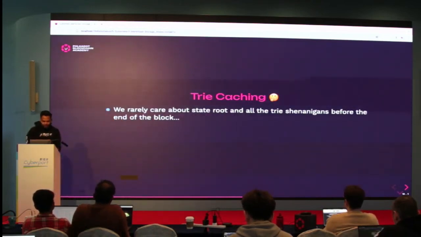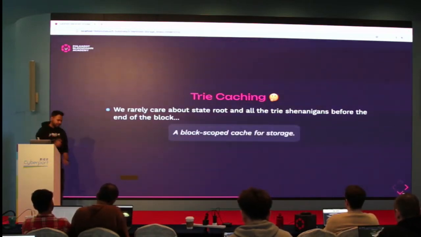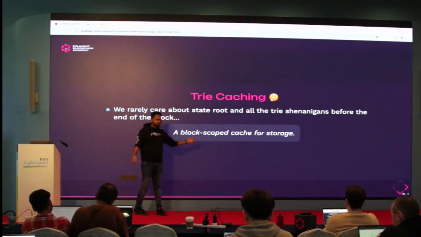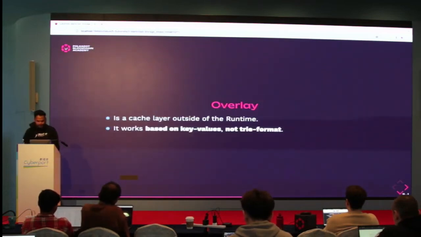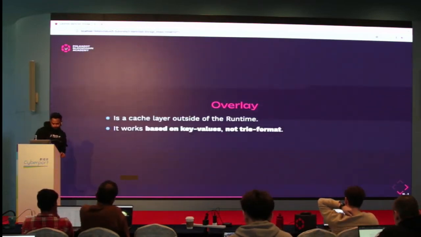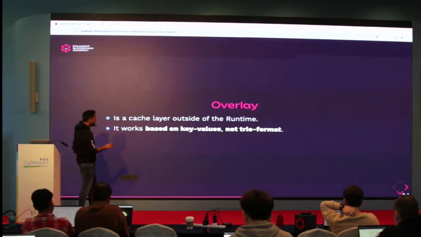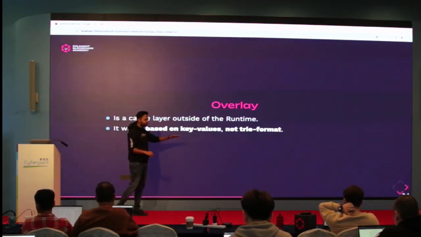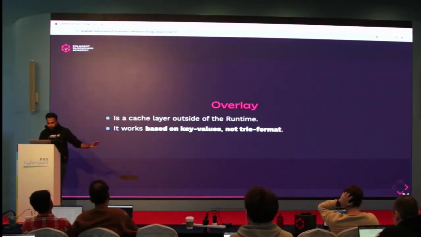And what we can do is cache. Yeah. So what we can do is have a block scope cache for storage, and this is already existing, and I will show you how it works. It's called overlay. It's a cache layer of the runtime. It's just key values. There's no trie structure now. It's over the trie structure. It's just key values and only for block scope.